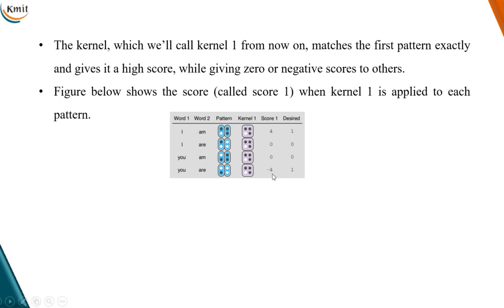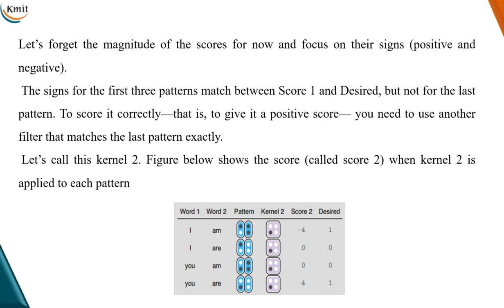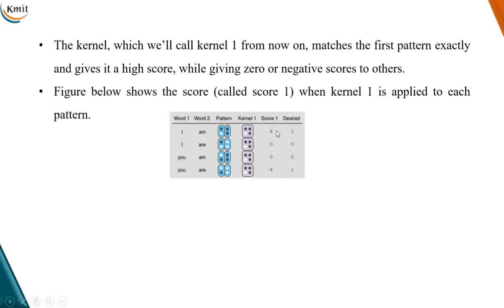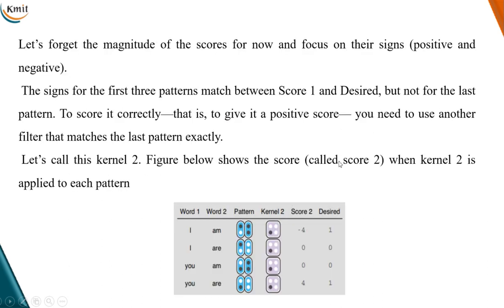Here I have negative values. Let's forget about the magnitude of the scores, and for now focus only on the signs, positive and negative. 4 and 4 are the same. Now let's focus on the sign. The signs for the first 3 patterns between score 1 and desired are positive, whereas for the 4th one it is negative. For the last one it is different.